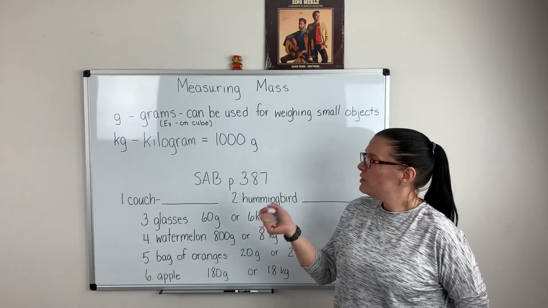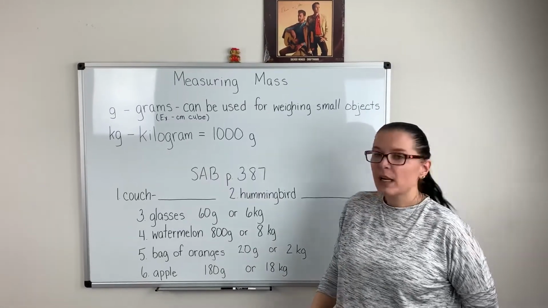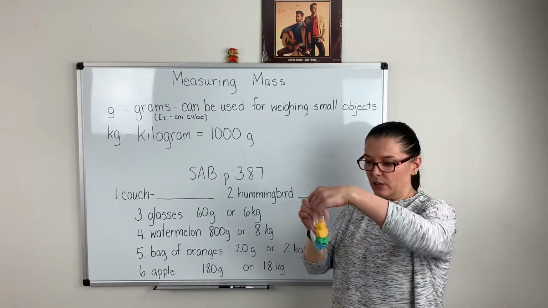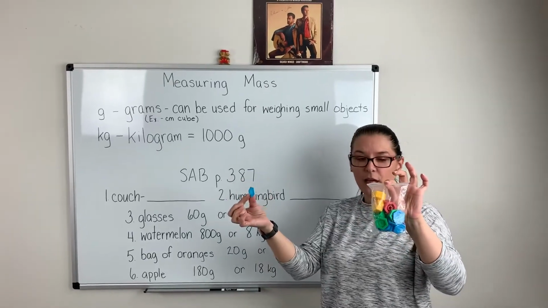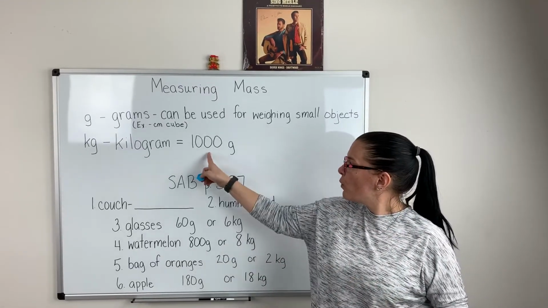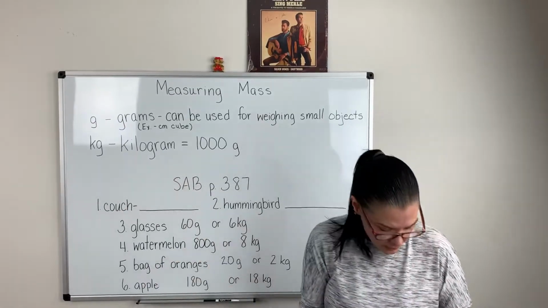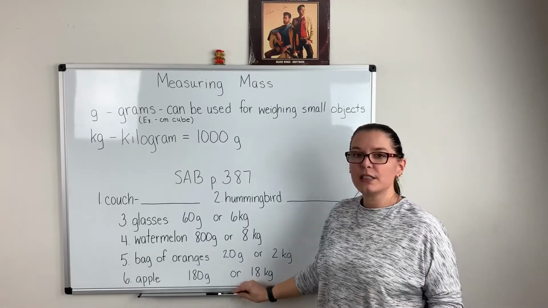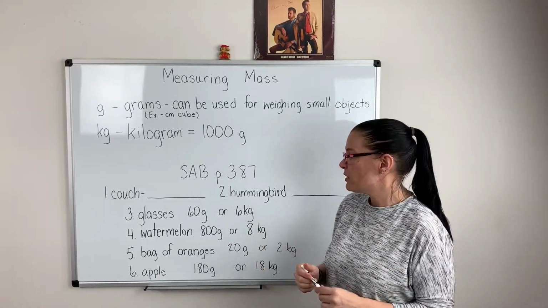So that would be like using our centimeter cubes in our class. Then we have kilograms, which are for weighing large objects. So in this bag, you can see it is quite full, and this is about 1,000 of these put together. So 1,000 grams equals 1 kilogram. So we're going to go into our SAB books to page 387, and we're going to decide whether we're going to use grams or kilograms to measure something.